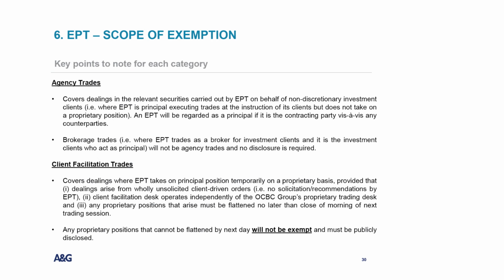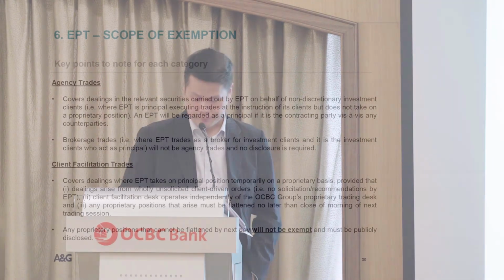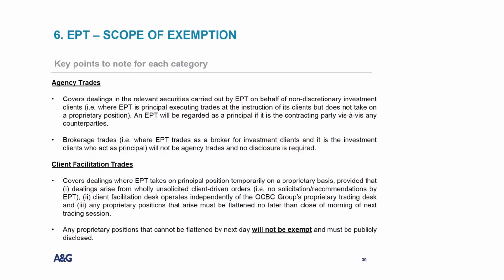So for agency trades, this covers a situation where dealing is being carried out by the EPT on behalf of non-discretionary investment clients, pursuant to their instructions. Essentially, your client is telling you as the EPT to buy or sell securities, but it's still considered an agency trade as compared to a brokerage trade, which is the next bullet point, because the EPT is still contracting on a principal basis vis-a-vis the counterparties. So if you are conducting agency trades, you can have the benefit of the exemptions.